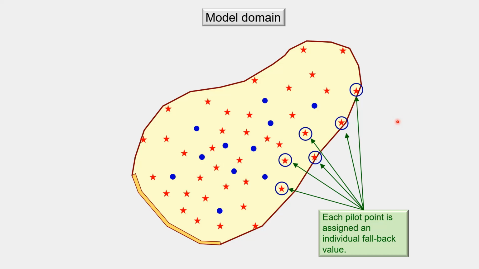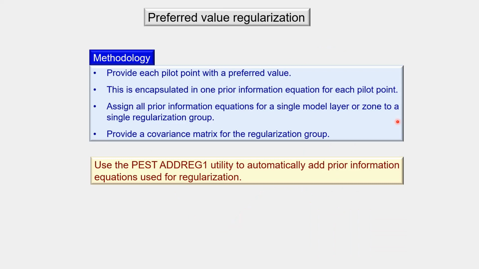Now this gets over the problem of what happens between different layers and between different parameter types. Every parameter type ascribed to every pilot point has its own individual fallback position. Now, prior information equations which provide this fallback position can be easily added to a PEST control file using the ADDREG1 utility from the PEST suite.